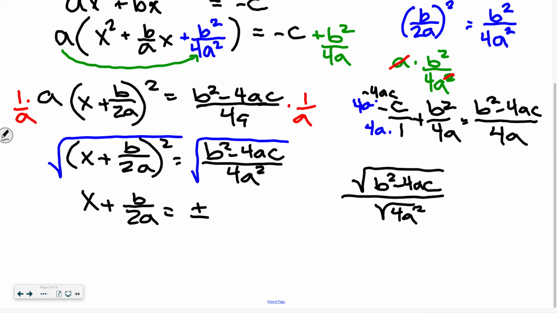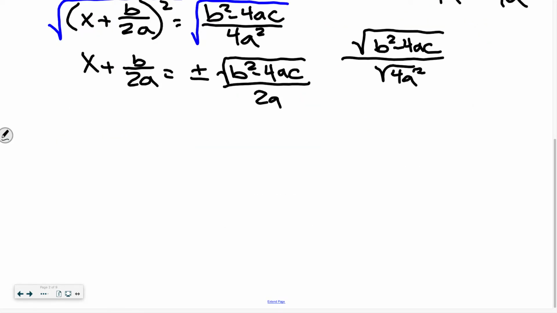Now back on September 19th, thank you, Avery, I told you this was not able to be separated. You can't do the square root of b squared minus the square root of 4ac. That's not a property for plus or minus. But you can do it if things are being multiplied. So in the denominator, what's the square root of 4a squared? 2a. So we're going to get plus or minus the square root of b squared minus 4ac all over 2a.